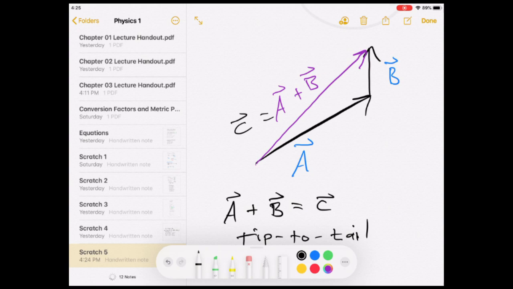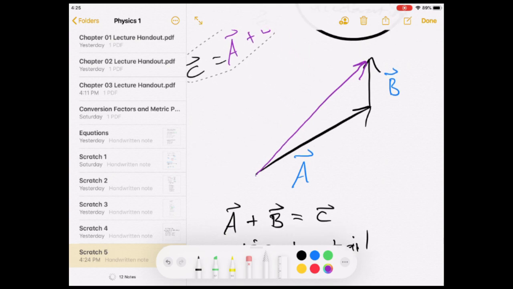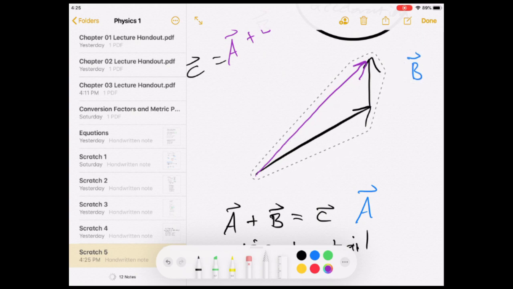Let me demonstrate that. See if I can do this in a clever way. So if I move that off, let me move these out of the way a little bit because I want to show you something kind of cool. Let's just do this. Let's do this. What if I put B, just copy it.